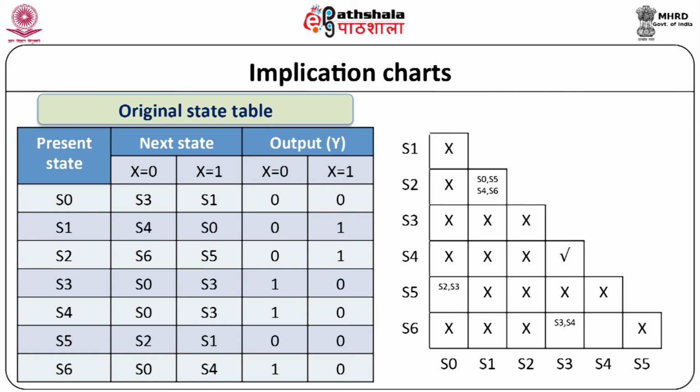S3 could be equivalent to S6 if and only if S3 is equivalent to S4. Let us write this state equivalency pair in the square defined by S3 and S6. S4 could be equivalent to S6 if and only if S3 is equivalent to S4. Let us write this state equivalency pair in the S4 S6 square.